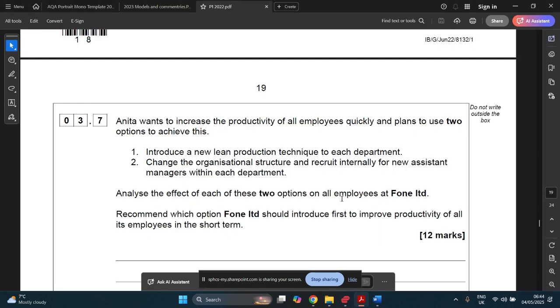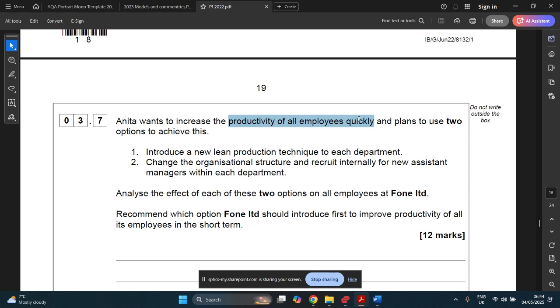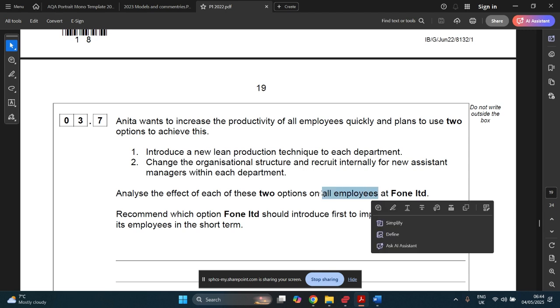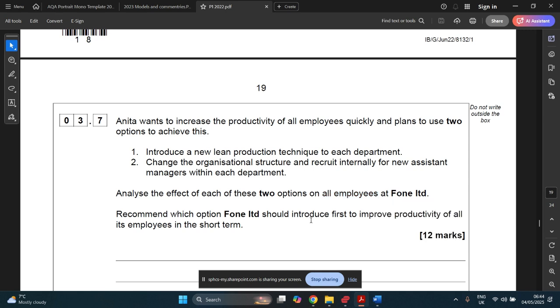The final thing I say about the 12 marker is they can be really difficult, right? So this one says Anita wants to improve the productivity of all employees quickly. Okay, and then she gives you 2 options. You need to analyse the effect of these 2 options on all employees. So that's your paragraph. How do these things affect employees at Phone Limited? And then the recommendation is which one should they introduce first to improve the productivity of all employees in the short term. Okay, so there's an awful lot there.